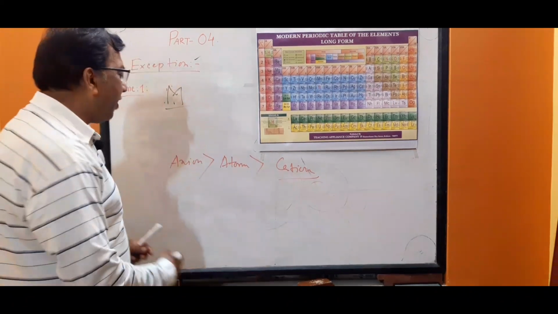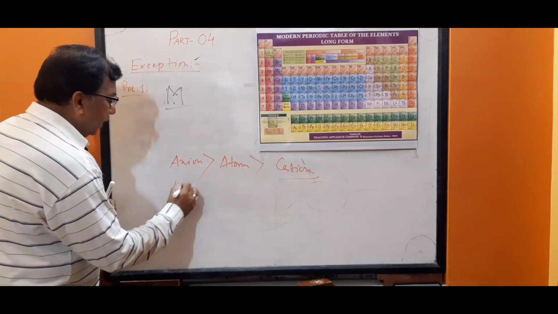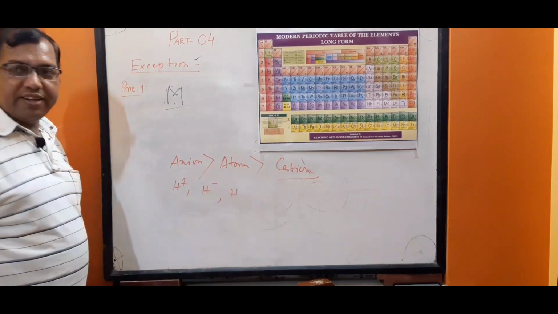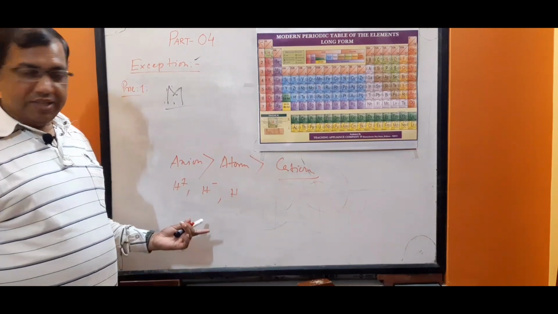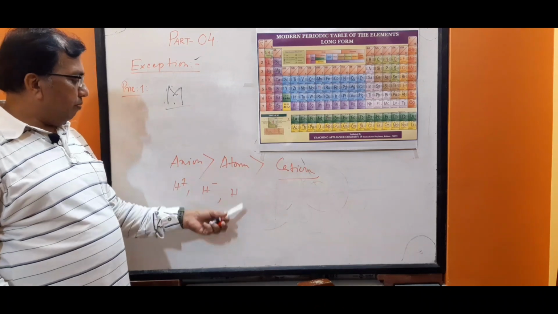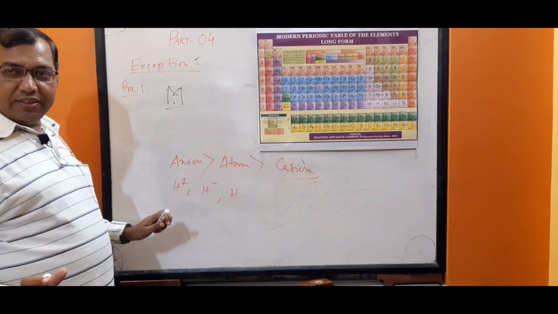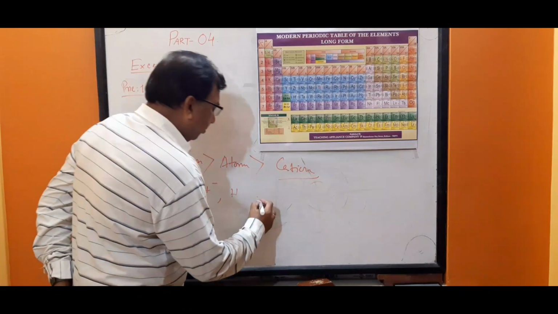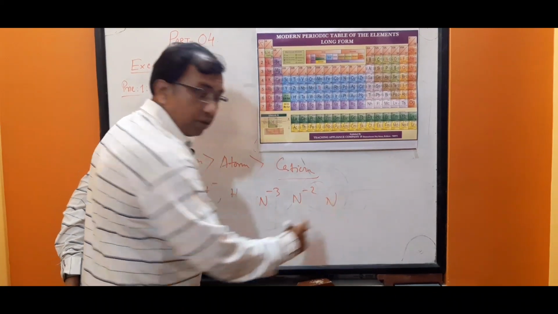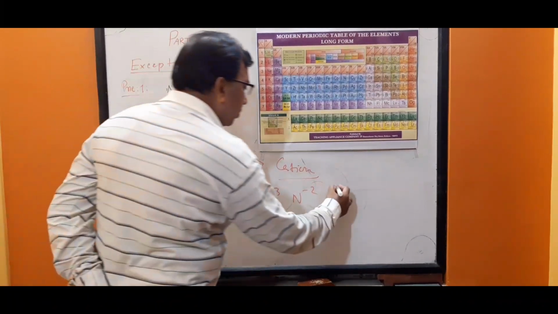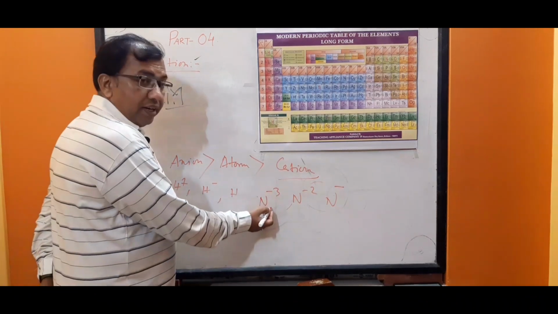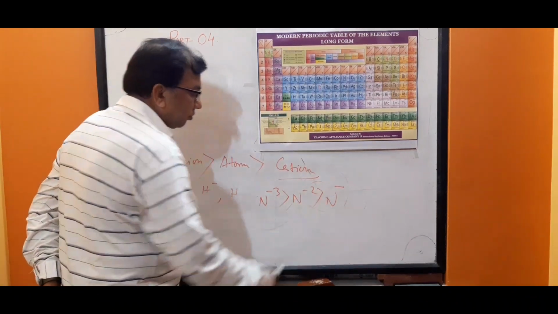So the question comes, tell me H plus, H minus or H, which will be greater in radius? It will be easy. First will be the anion, that is this, then the parent, then this. I will not tell. Say N minus 3, N minus 2, clear? Only N minus 1. Which will be greater? The charge of the negative ones must be greater.